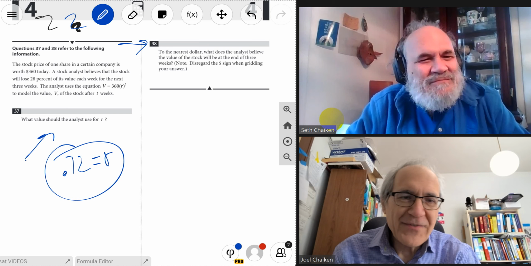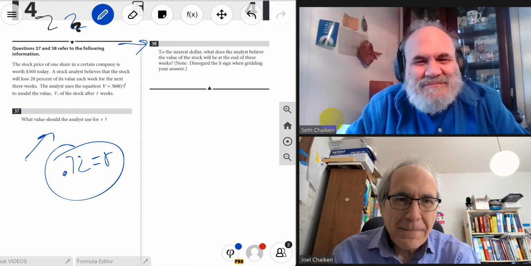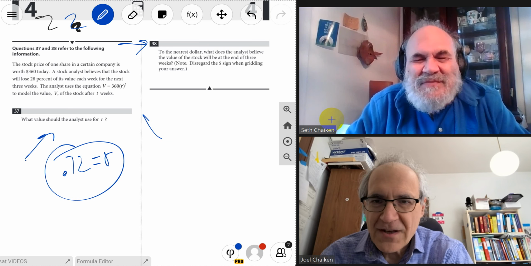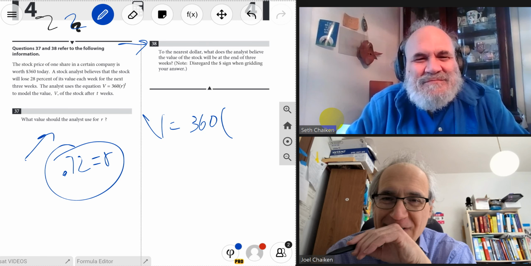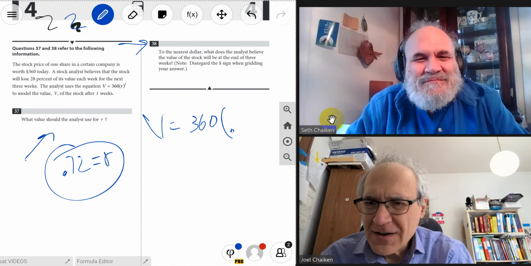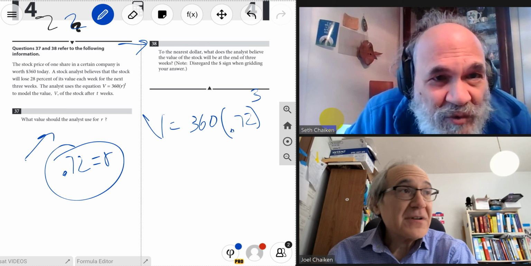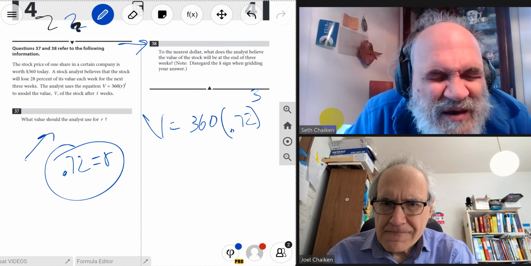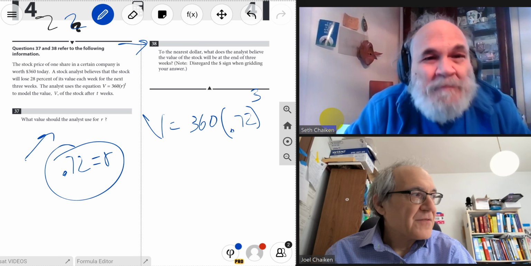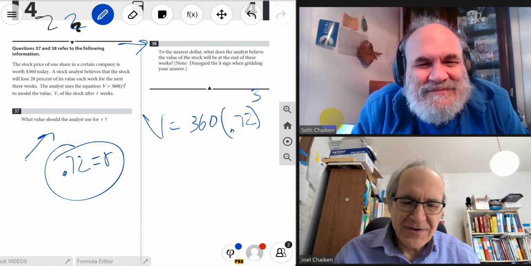Wow, we got a little bit of a gift here at the end of the test, right? Because you just use the formula. You just say V equals 360. The problem is you need to have R correct. If you don't have R correct, then you're not going to get the problem right. So that's the answer with the calculator. But they want you to calculate it to the nearest dollar. So that means we really do need a calculator for this. I mean, you could do this without a calculator, but it would be unrealistic.